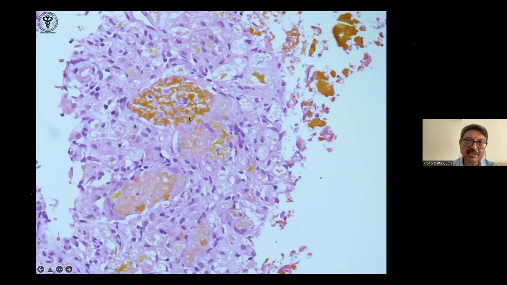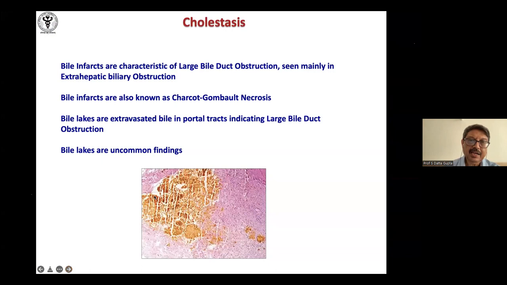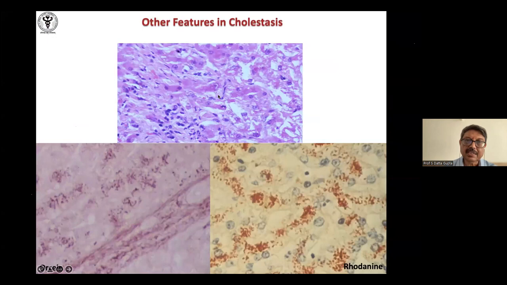The other features of cholestasis when bile does not flow are bile infarcts, necrotic areas impregnated by bile, especially in the periportal area. And this is all, once again, because of bile salts. And you get bile lakes. Bile lakes are within portal tracts, where the bile, because of obstruction and distension, gets extravasated. All these are signs of obstruction. The other signs of obstruction that you can get are Mallory's hyaline, and an increase in copper binding protein, because copper is also excreted with the bile, or copper in the periportal hepatocytes.